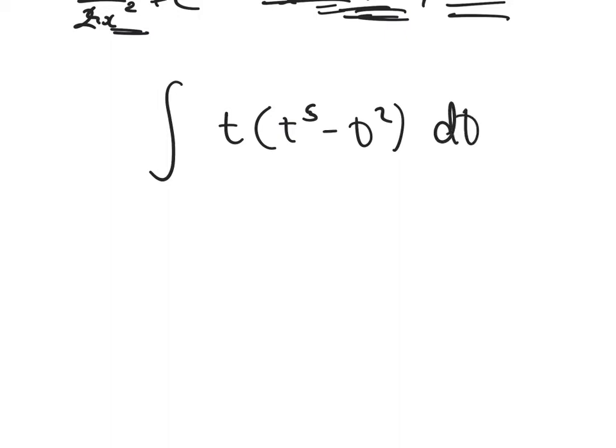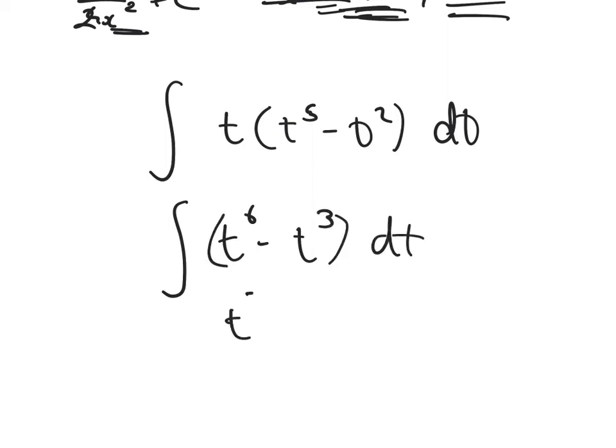Okay, let's try another. And we're going to integrate t bracket t to the power 5 minus t squared. Okay, so we need to first of all expand the bracket, and that will be t to the 6 minus t cubed. Now we can integrate: t to the power 7 over 7 minus t to the power 4 over 4 plus c.